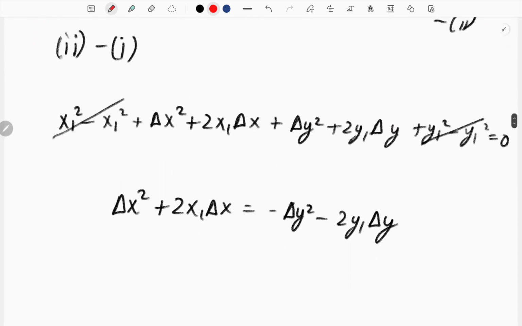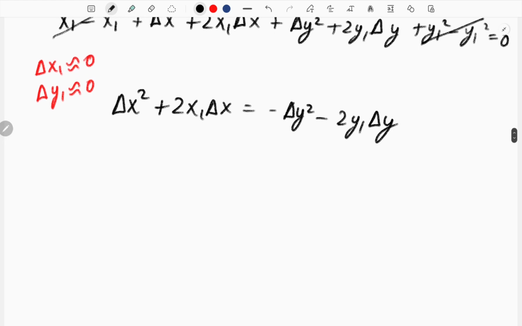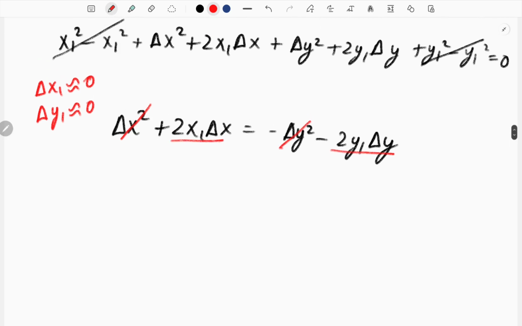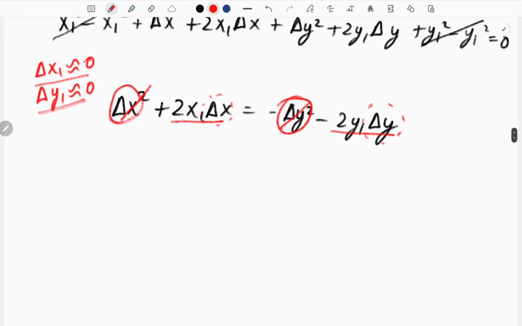Now, putting those two values here, x1, 0, and y1, 0. Now, these two terms just cancel off, 0 squared and 0 squared. These two terms, however, do not cancel off because delta x and delta y are not exactly 0. They're approximately 0. So that does not make these two terms 0. However, squaring a very small number and squaring a very small number, which are close to 0, makes them negligible. That's why we have cancelled out these two.